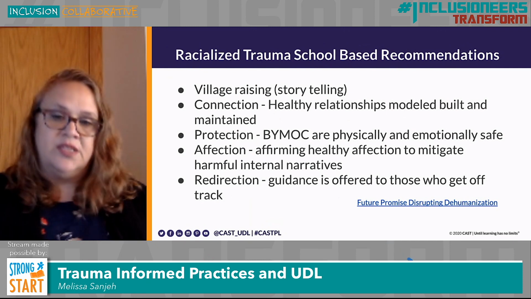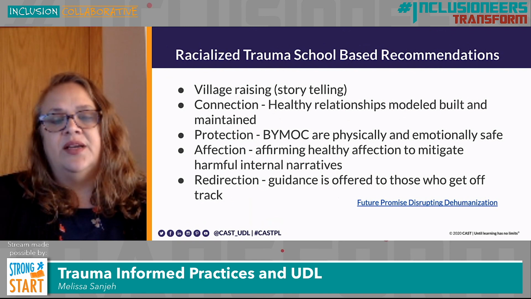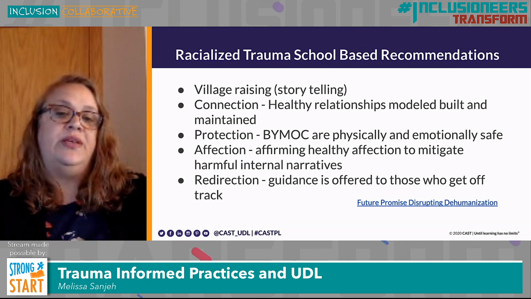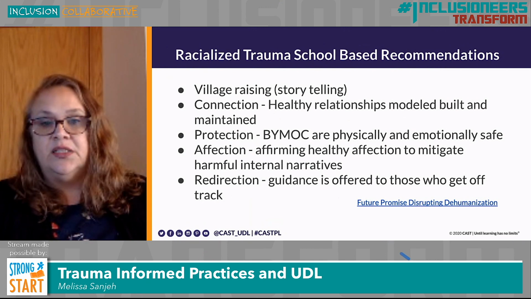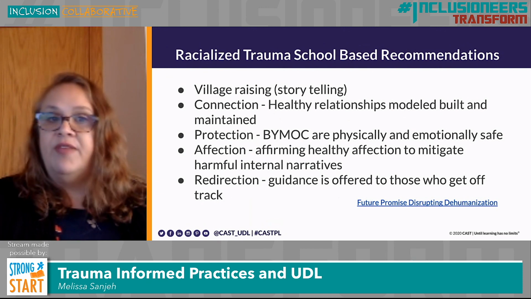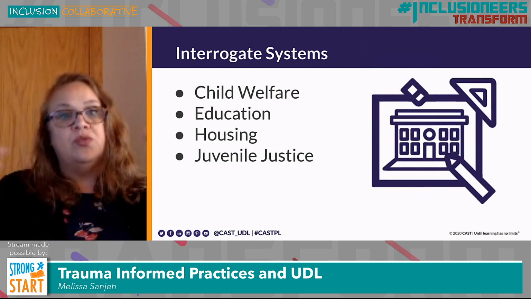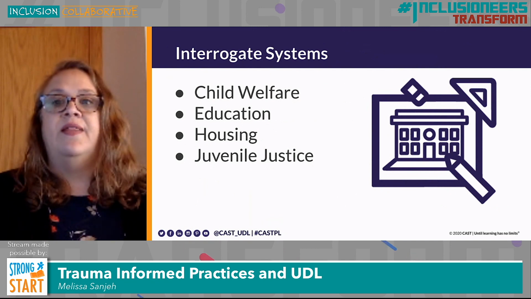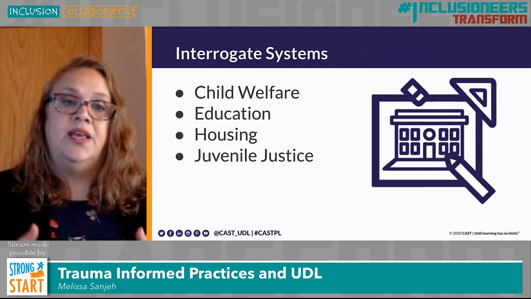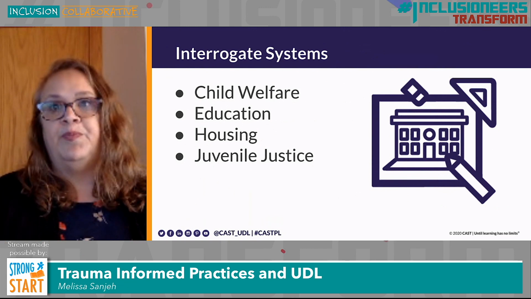The other thing I wanted to mention, because as part of our symposium on UDL and equity, called UDL Rising, we talked about taking some of these practices from the classroom, and sometimes when we do, we separate them from the bigger political pushes of these frameworks. Another thing the framework around racialized trauma says must happen in conjunction with what happens at school is that we need to interrogate our systems that deny boys and young men of color that connection, protection, affection, and redirection. And that's our child welfare system, our education system, our housing system, and our juvenile justice system.